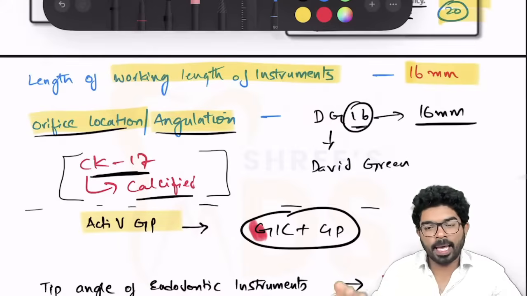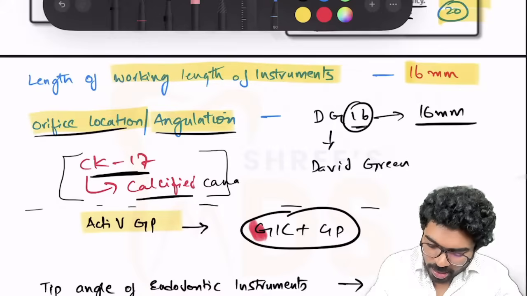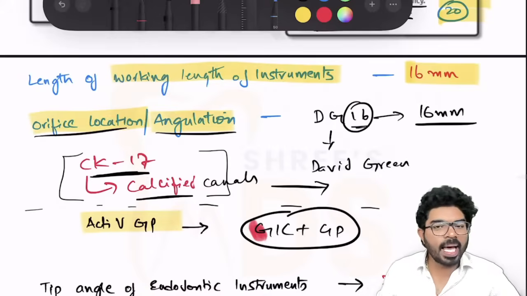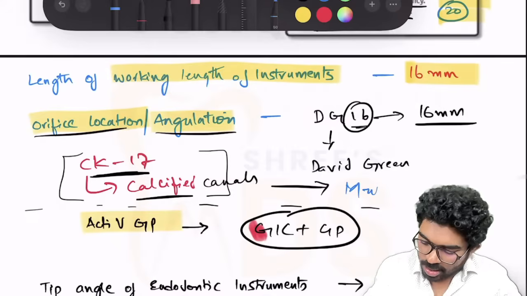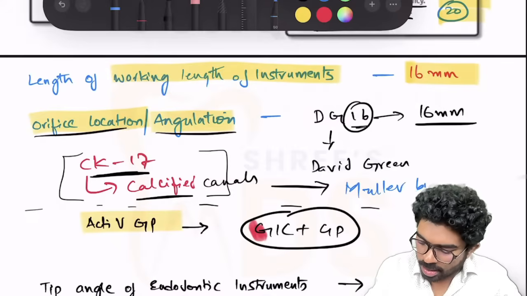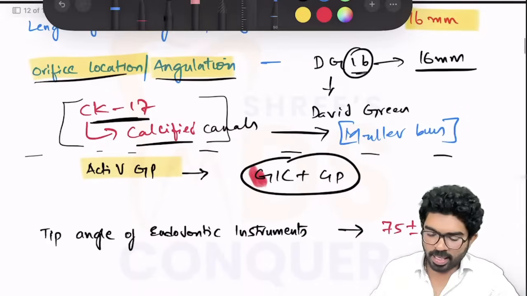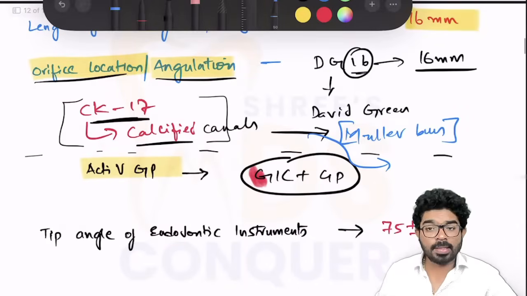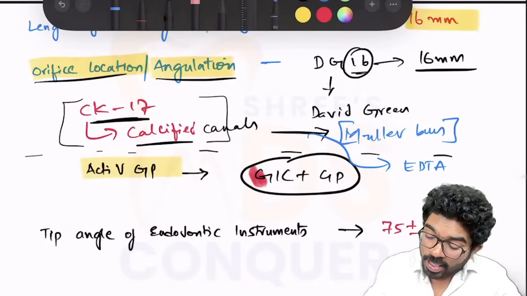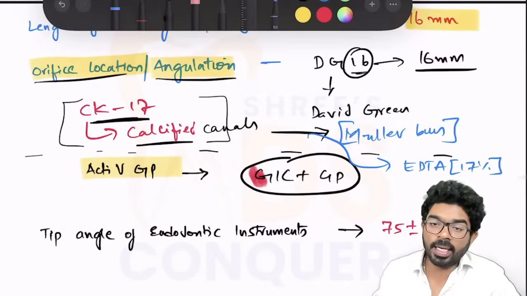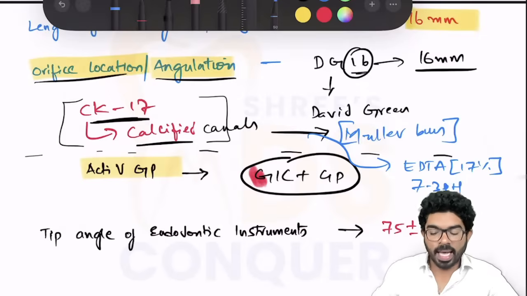As we came across calcified canals, can you tell me any burrs which are used in calcified canals? There is something called Muller's burrs which are used in calcified canals. Any particular solution used in calcified canals? Yes, it is EDTA. 17% EDTA, 7.3 pH is used in the case of calcified canals.